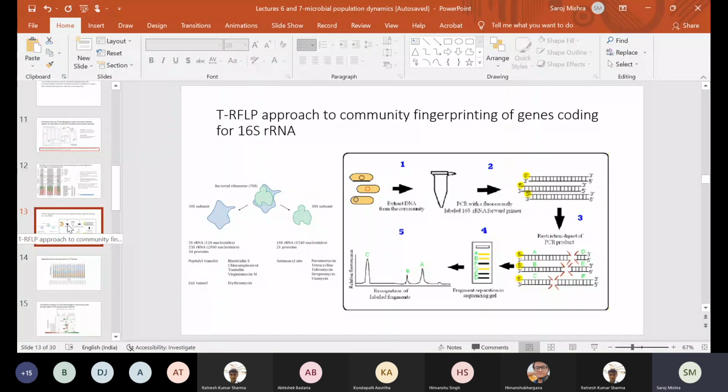So in order to give you an idea of how such microbial dynamics are monitored, for example, through what is called the TRFLP approach to community fingerprinting of the genes. This is the terminal restriction fragment length polymorphism. It can also be applied to bacterial identification and bacterial classification.